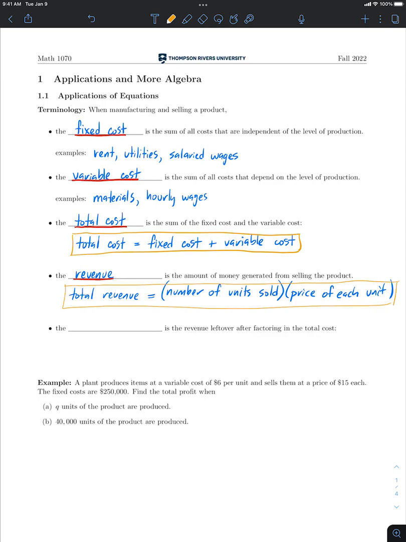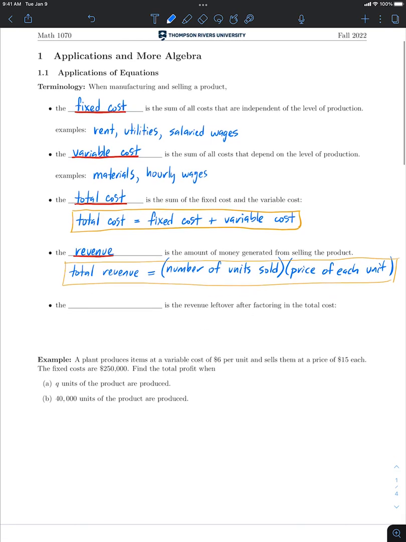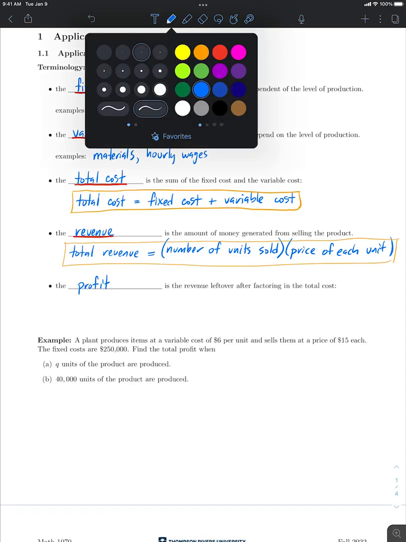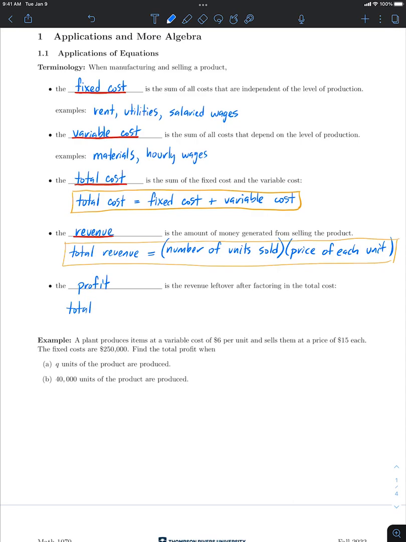Okay, and then finally, what do you get when you combine cost and revenue? You get profit. In particular, the profit is the amount of revenue that you have left over once you subtract the costs. So let's write that down. The profit is given by this formula. So total profit, and this is usually what you're interested in the most, right? Because this is the money that you put in your pocket at the end of the day. So the total profit is your total revenue minus your total cost.